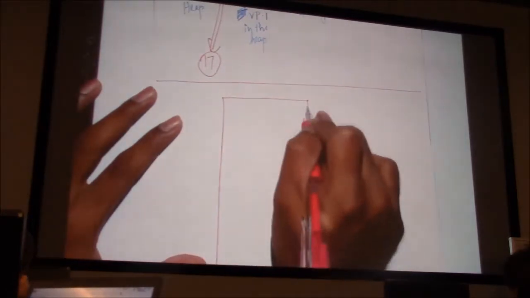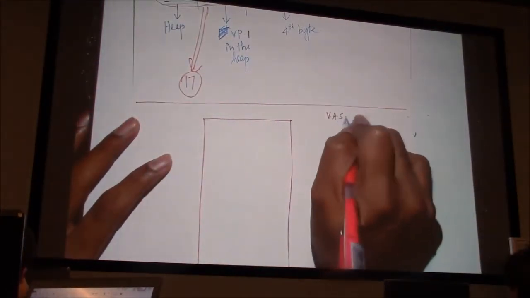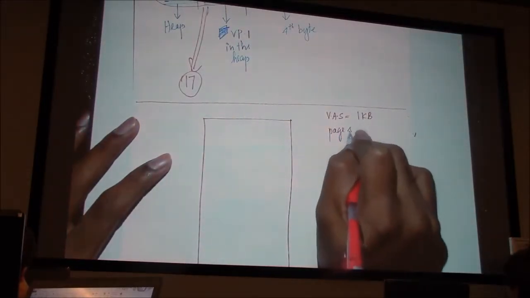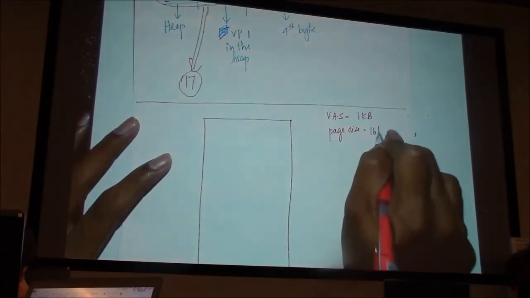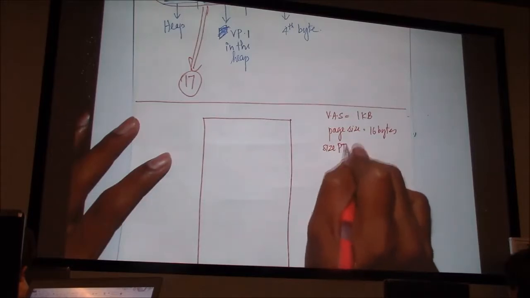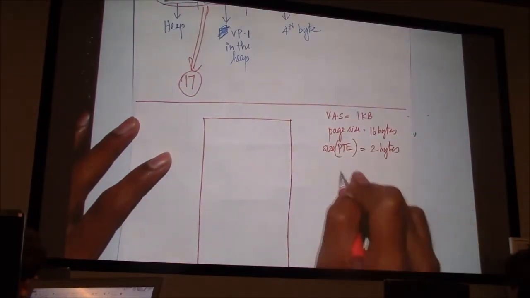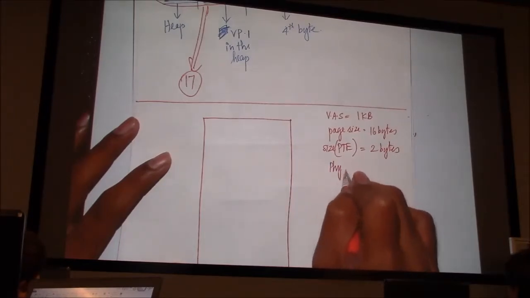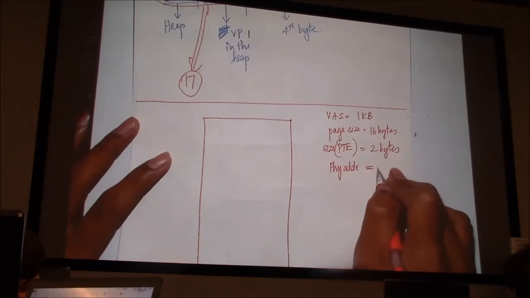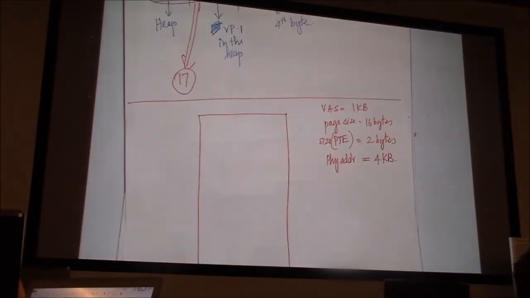again consider the same parameters, just to make sure. Even in this case we are considering the virtual address space to be 1 KB, the page size to be 16 bytes, the size of a page table entry to be 2 bytes, and we can also have a physical address space. The size of the physical address space, let's assume, is 4 KB. These are the assumptions that we are having.